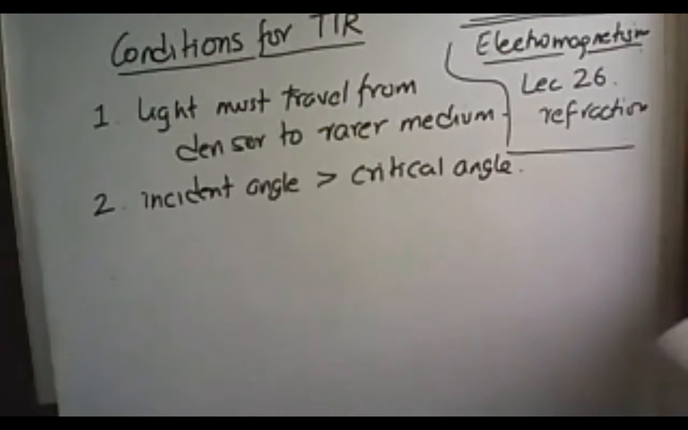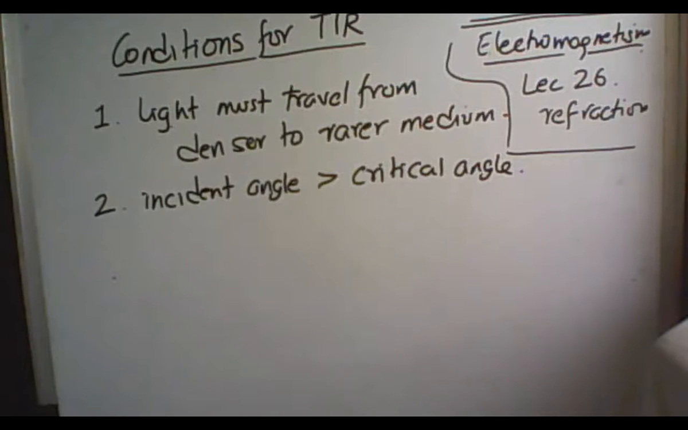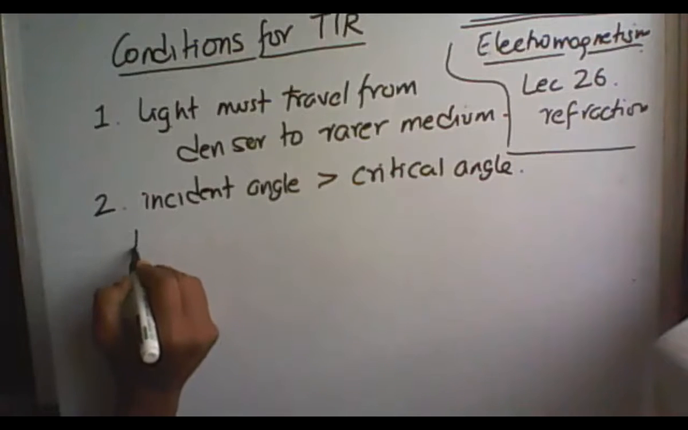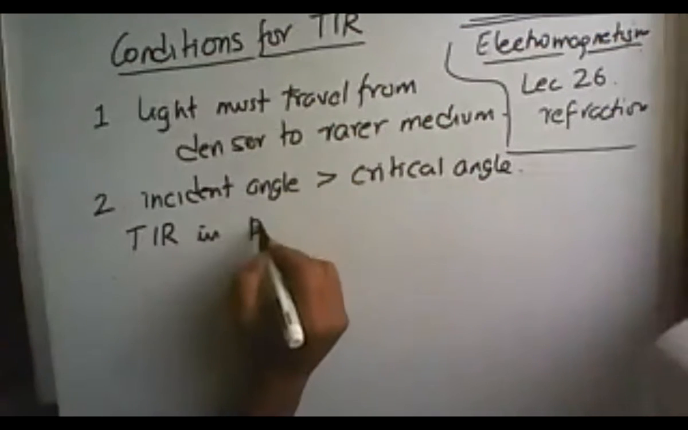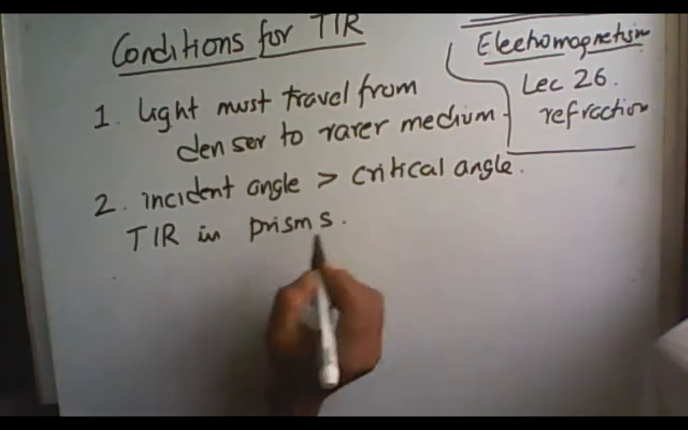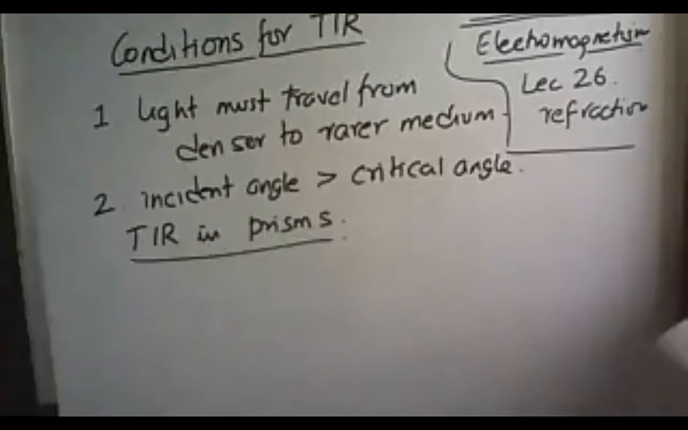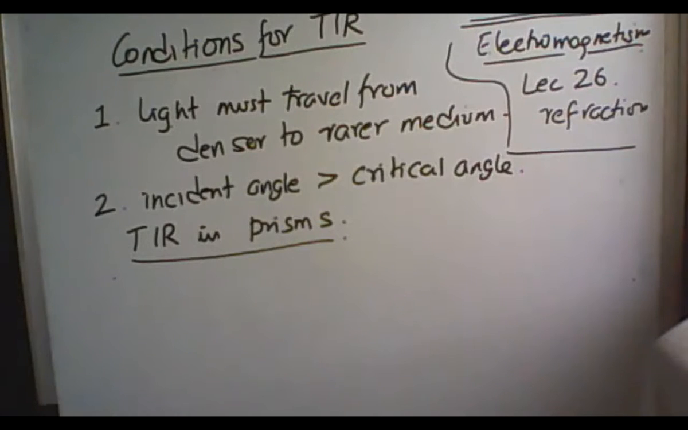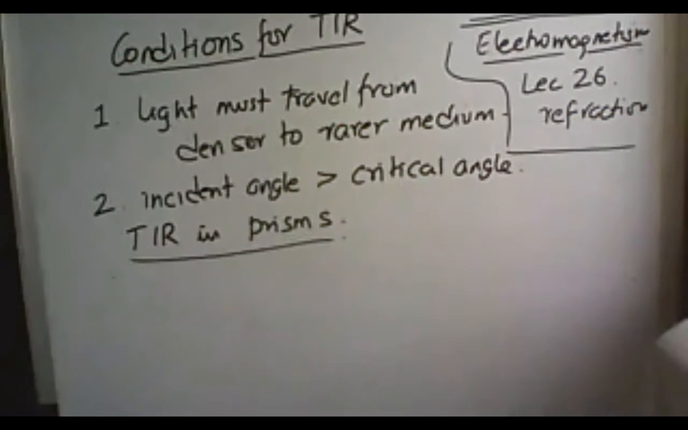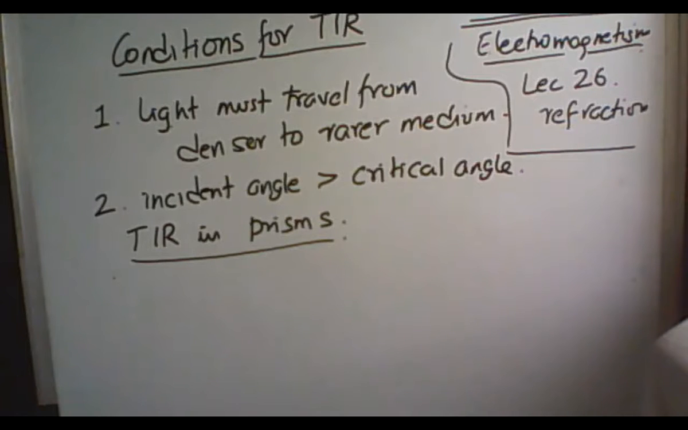So these two points are fairly straightforward and logical, and it should not pose any problems for anybody to remember. Now we move on to the next part, which is total internal reflection as it takes place in a prism. So, TIR in prism. Before we move on to that, anything that you would like me to talk about? Any questions? Okay. So moving on. All right.